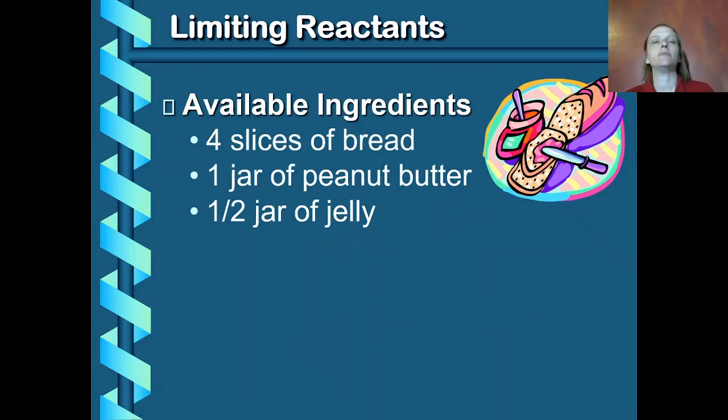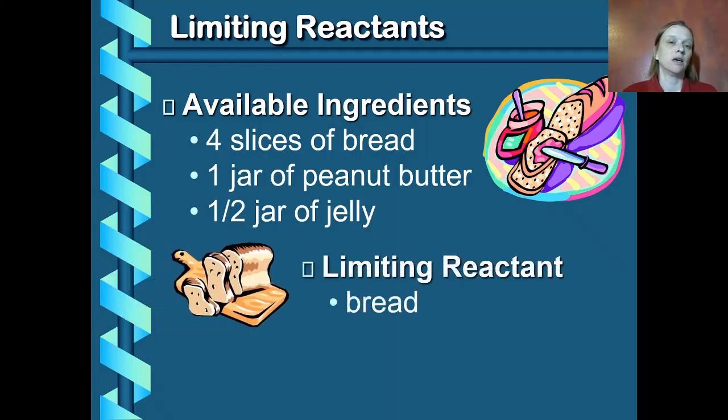Let's say you need to make some sandwiches and you've got 4 slices of bread and a whole jar of peanut butter and half a jar of jelly. How many sandwiches can you make? Hopefully you realize you can only make 2 sandwiches. You've got 4 slices of bread, so you can only make 2 sandwiches.